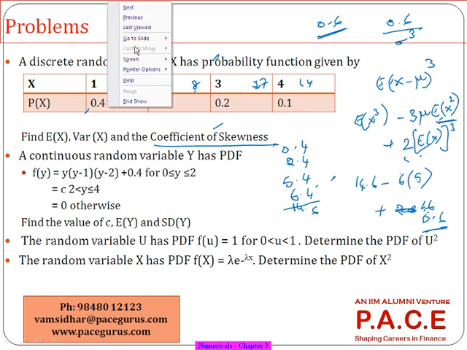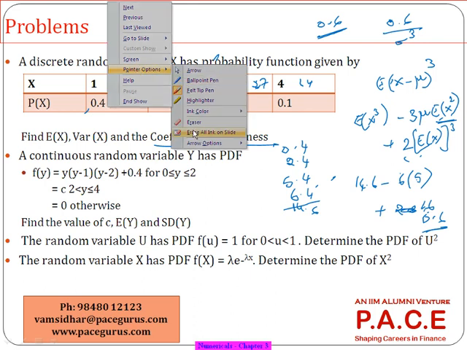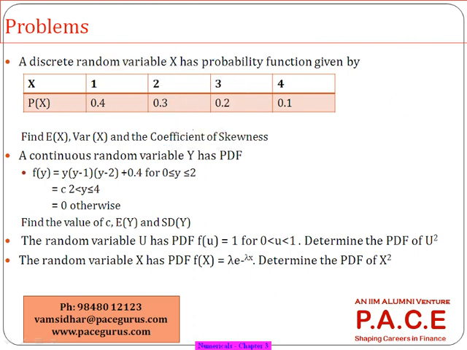So with the discrete, the typical question that can come from this particular chapter is mostly to do with this, either asking you to find out the expected values, the variance, the standard deviations, the skewness, any of these kind of items. Now let's look at the next question, the continuous part.